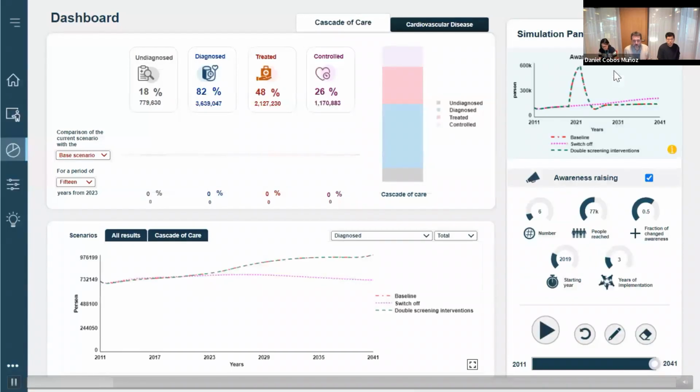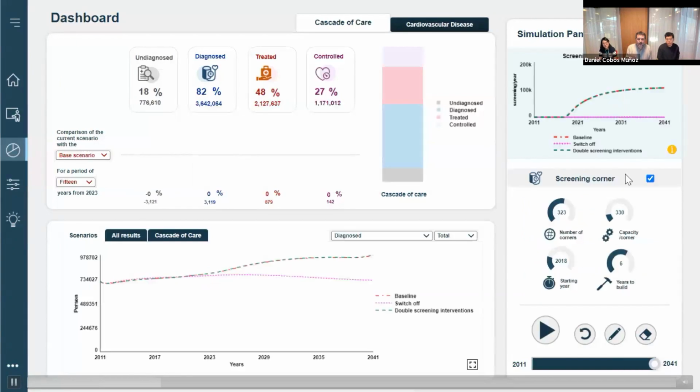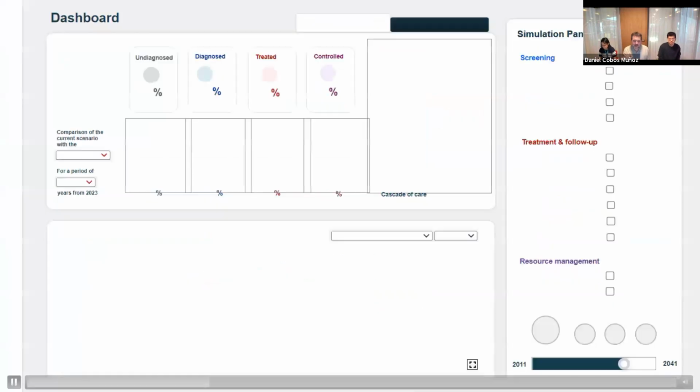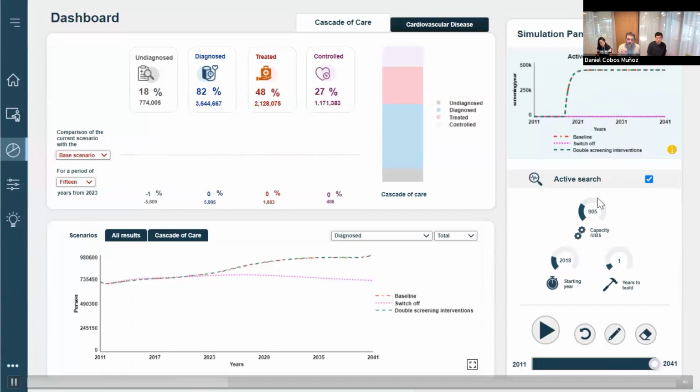In this case, it is diagnosed. And you see that now there are 3 lines. The 3 lines are the baseline data, what if we don't do anything, and what if we double screening. And you see how in the panel you can change, okay, what is the capacity of a screening corner? What is the number of screening corners? So you can change different variables and you will see the impact over time of doing that.